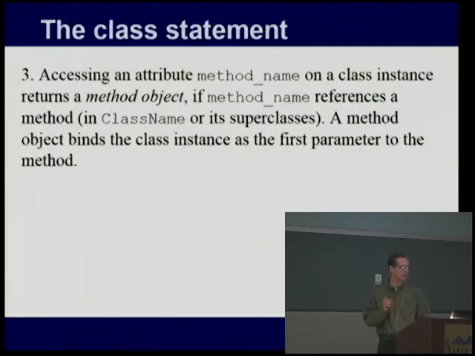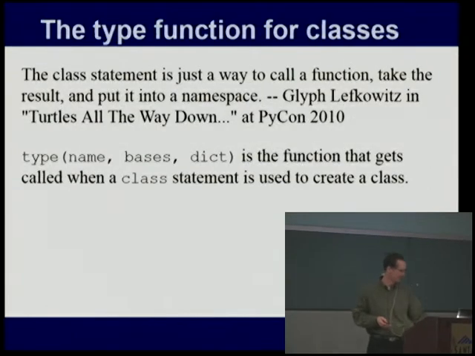And then when you access an attribute method name on a class instance, it returns a method object, if it references a method, that is. If you reference something that's not a method, it won't return you a method object. And a method object binds the class instance as the first parameter to the method. Okay.